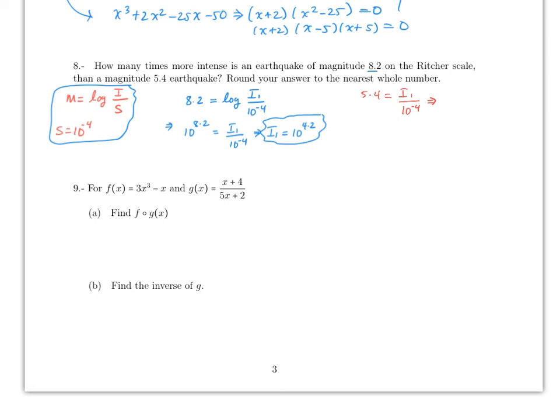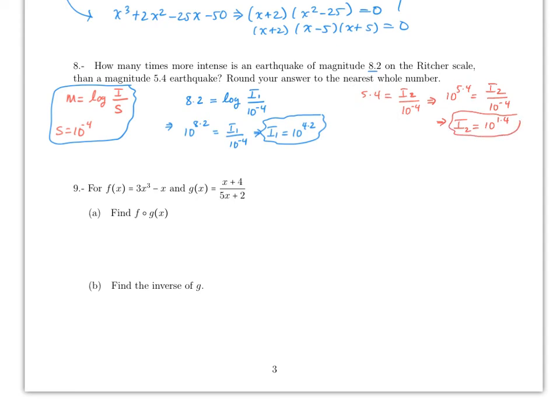Therefore, from here, we're going to have 10 to the 5.4 is equal to I2, this should be 2, divided by 10 to the negative 4, or the second intensity will be equal to 10 to the 1.4. So this is for the second one.